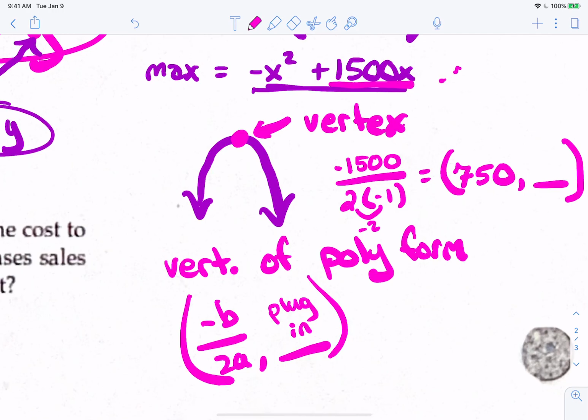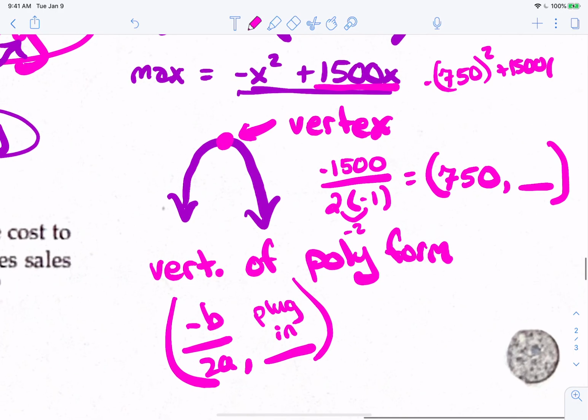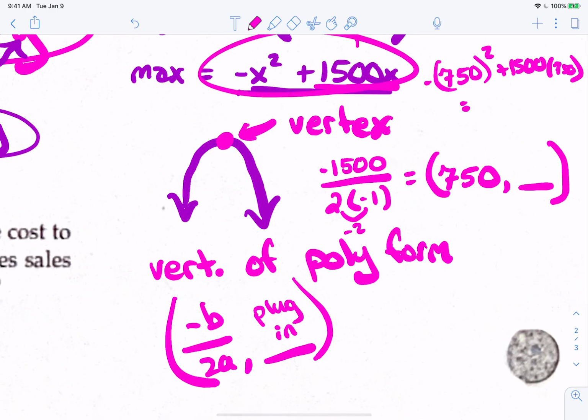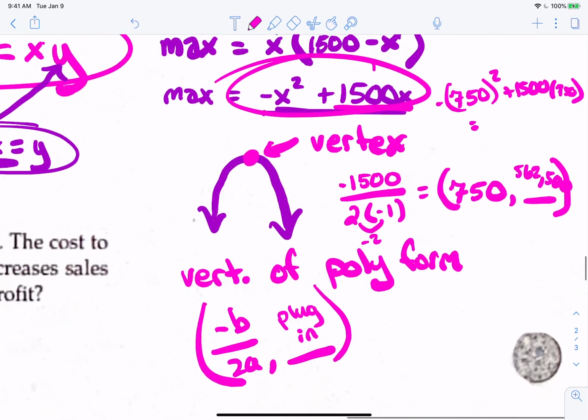So negative 750 squared plus 1500 times 750. Ooh, 750. You plug it into the original equation, which is this guy. I got 562,500. Woo!